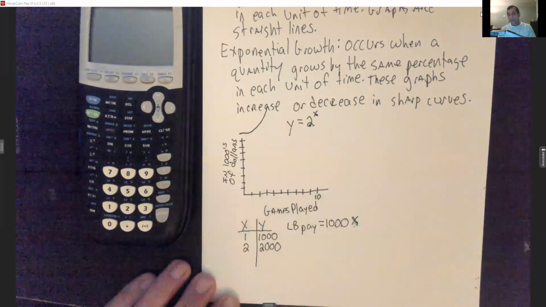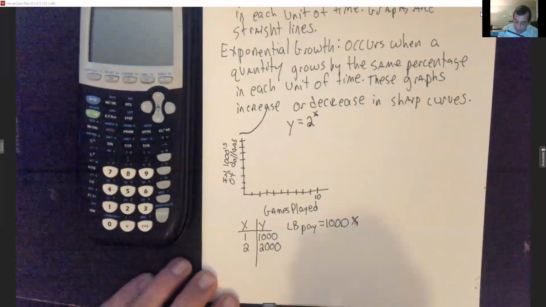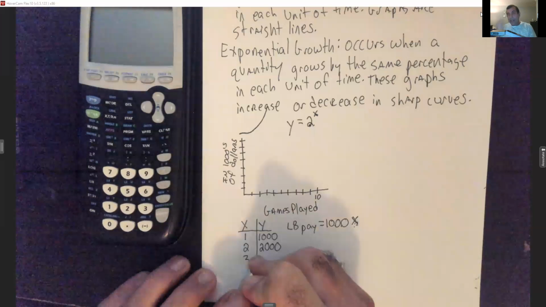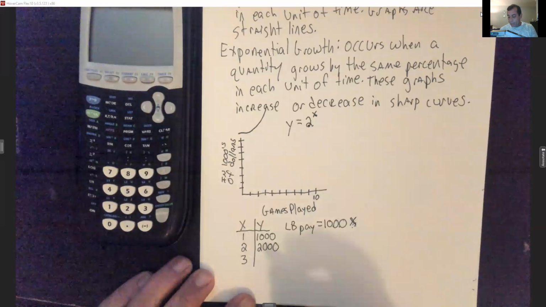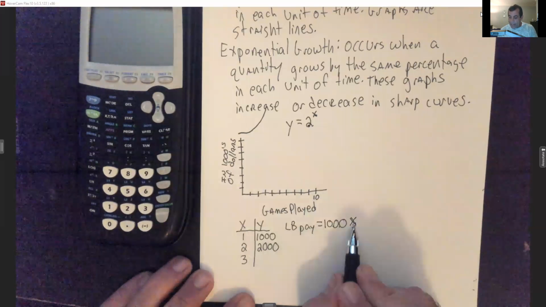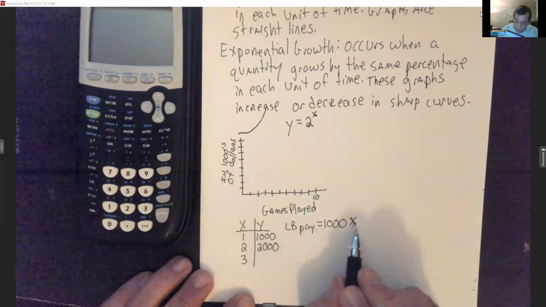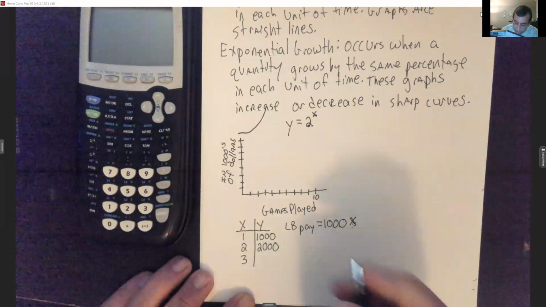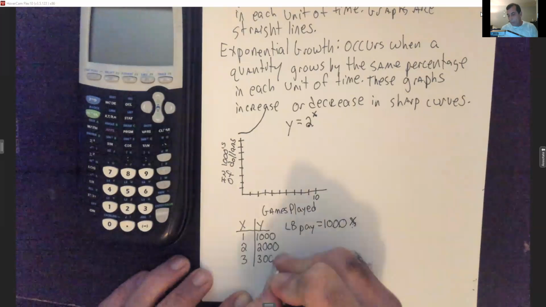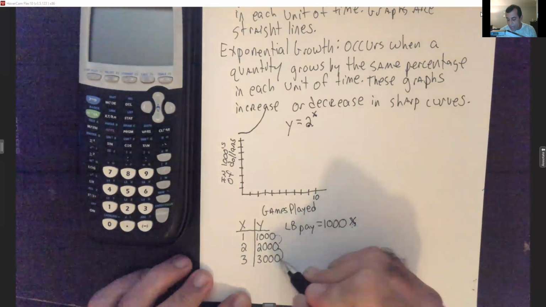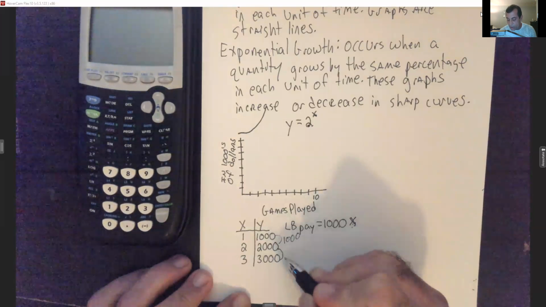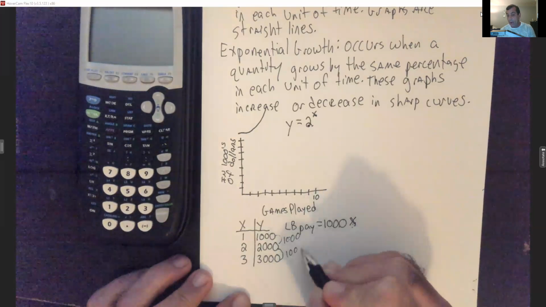2,000. All right, so let's say he played 3 games, and then that ought to give us a good idea of what's happening here. So he plays 3 games. I put a 3 in for the x. 1,000 times 3 is 3,000. But notice, for every game, it's going up by the same amount. It's going up by $1,000 in between each game, okay?